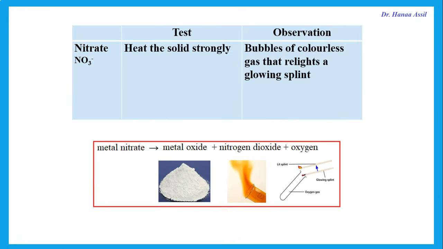Or we could just heat the solid strongly. Now, if this is a nitrate of group 2, it would give metal oxide plus nitrogen dioxide gas, which is a reddish brown gas, plus oxygen. If it is nitrate of group 1, it gives only nitrite plus oxygen. So in both cases, we get bubbles of gas that relights a glowing splint.